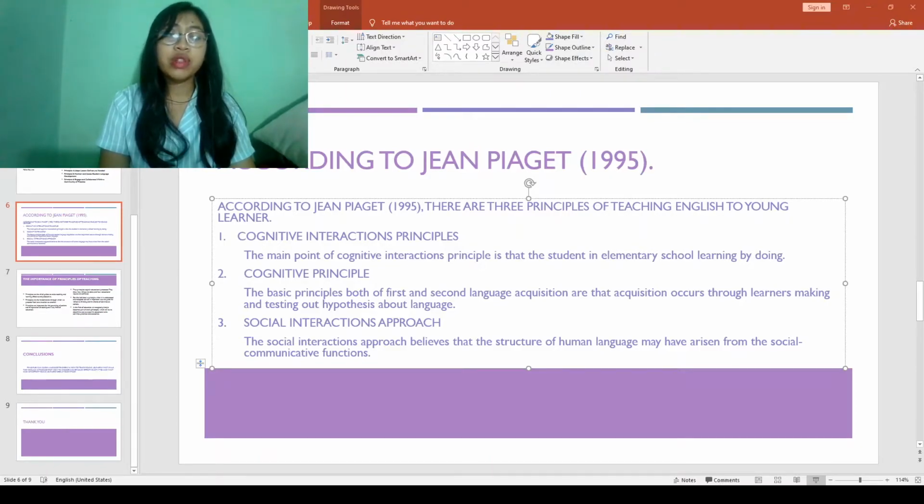So the students will know about it if they talk, see, and then write it. So the teacher not only teaches the material, but also asks the students to join in the teaching learning process.